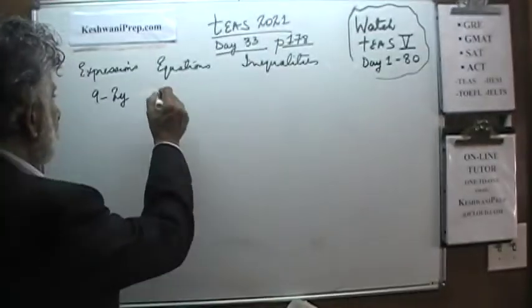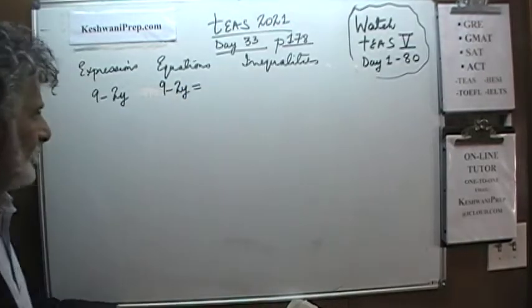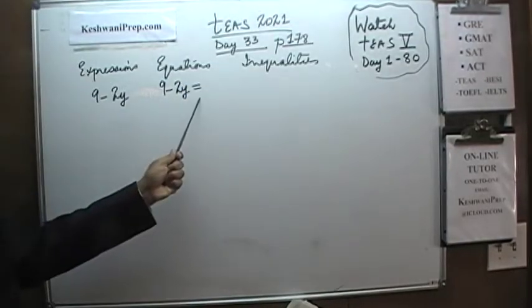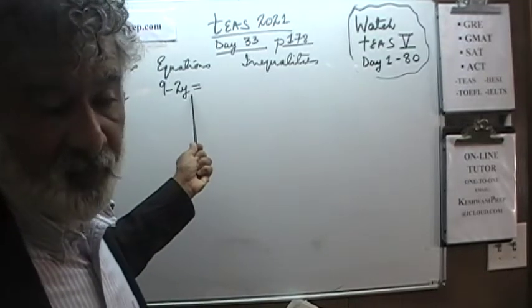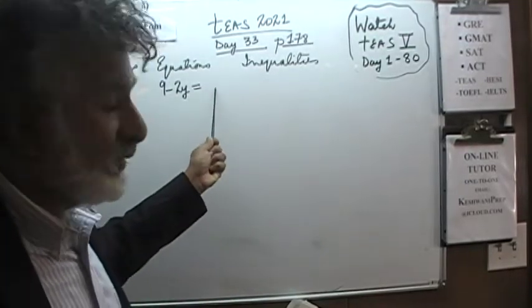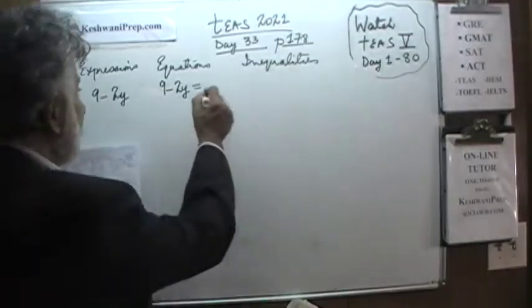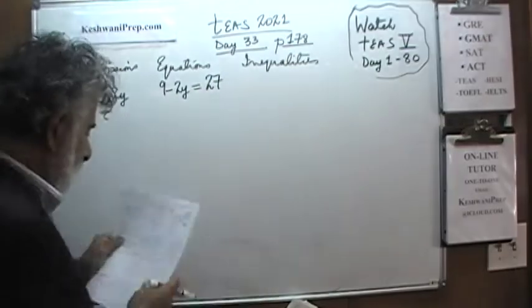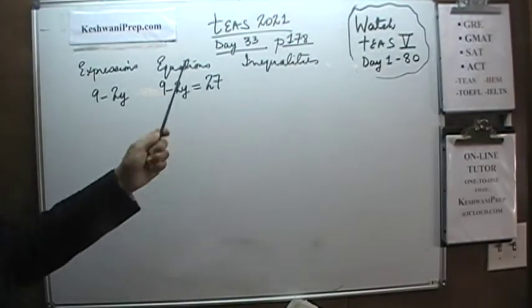Once we introduce an equal sign, now it is about to become an equation. It is not an equation yet. What it is right now in this form is nonsense, because it has an equal sign, but it doesn't tell you what it is equal to. Once we introduce an equal sign, we have to have something on the other side. Now we are told that this quantity, 9 minus 2y equals something else, is an equation.